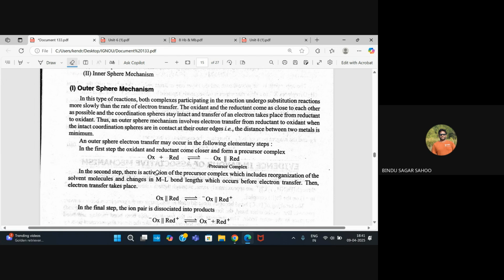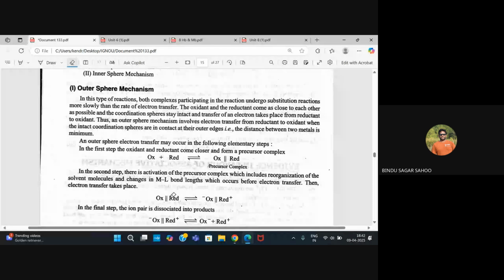When the reorganization occurs, there will be an effect on the ML bond length. The ML bond length will be affected when the electron transfer occurs. So in the second step, reorganization of solvent molecules occurs as the oxidant and reductant come closer to each other, and there will be transfer of electron from the reductant complex to the oxidant complex. There will be a flow from this side to this side.